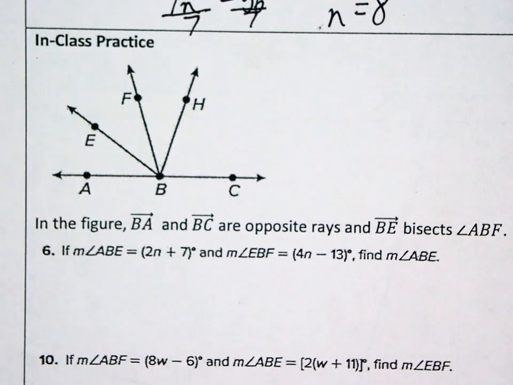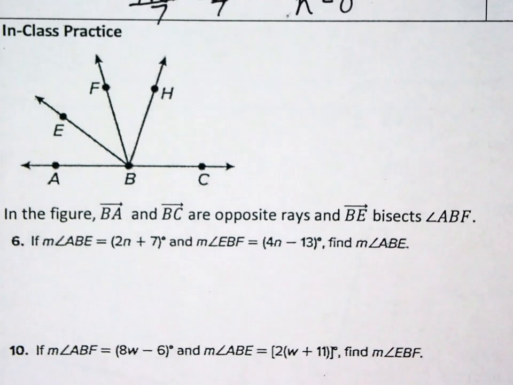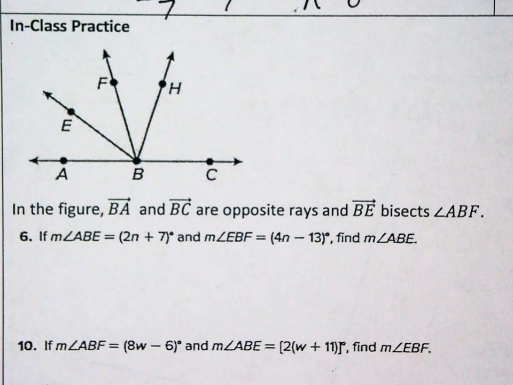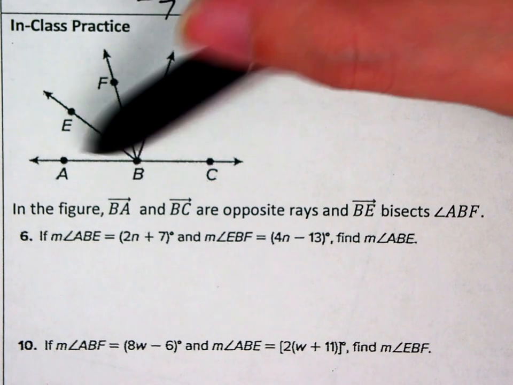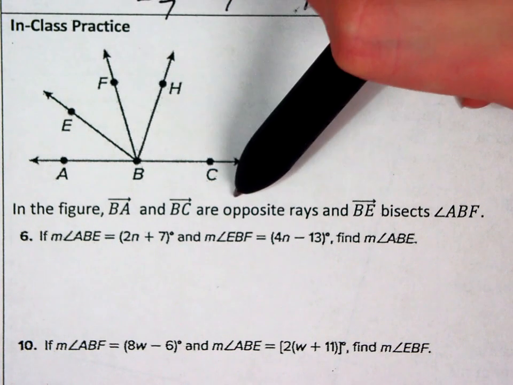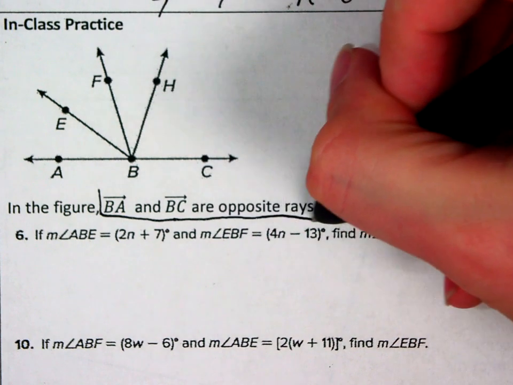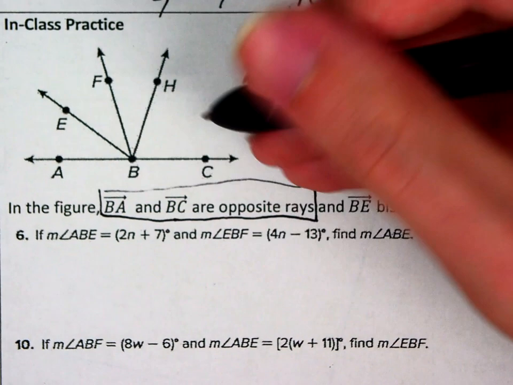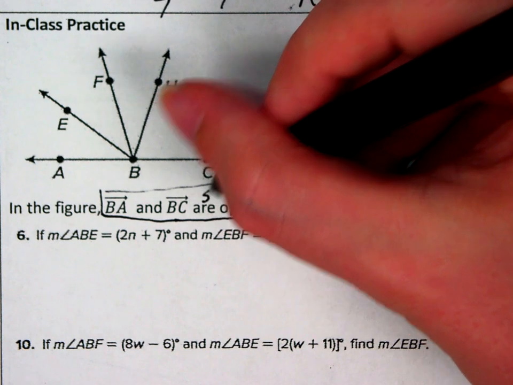We're going to take a look at 6 and 10, and that'll be the end of this recorded video. On 6 and 10, we have to watch out for one important fact here. First off, we see BA and BC are opposite rays. That's a fancy way of just saying we have a straight line.